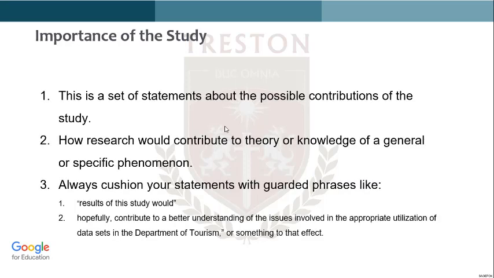So, about the importance of the study. It simply tells your readers, why is this study important? As you can see here in the slide, what are the examples for this? It should cushion your statement with guided phrases like, the result of this study would help, for example, the tourism industry, the culinary industry, the school, fellow researchers, contribute to a better understanding of the issues involved. So these are what comprise your importance of the study.